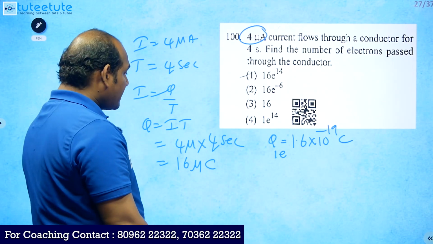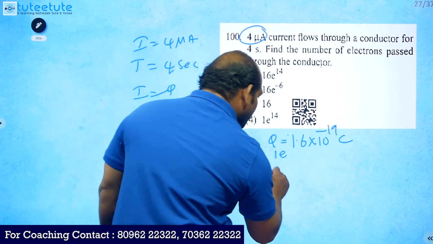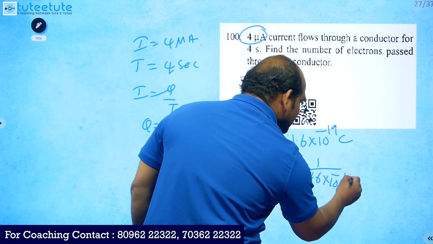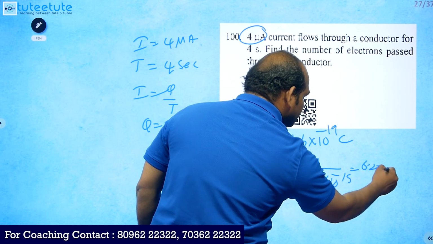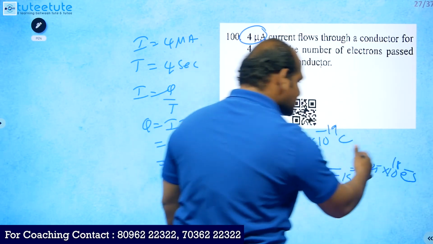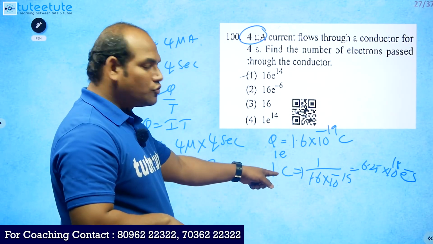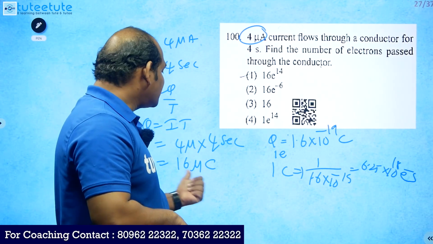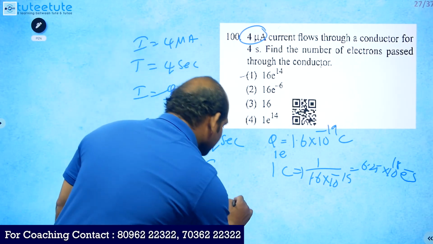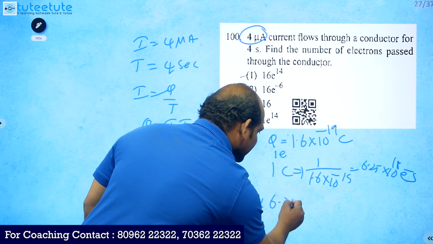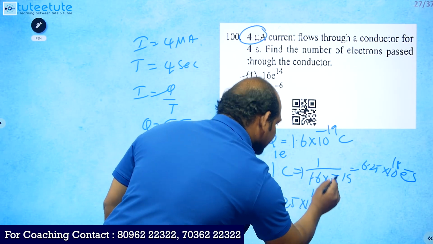Now for 1 coulomb, how many electrons will be there? 1 by 1.6 into 10 power minus 19. That is 6.25 into 10 power 18 electrons. This many electrons will be there for 1 coulomb. Now in this particular case, how many coulombs are there with us? 16 microcoulombs are there. So 16 micro into, for 1 coulomb, how many electrons? 6.25 into 10 power 18.